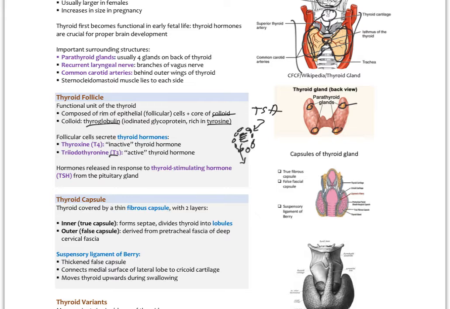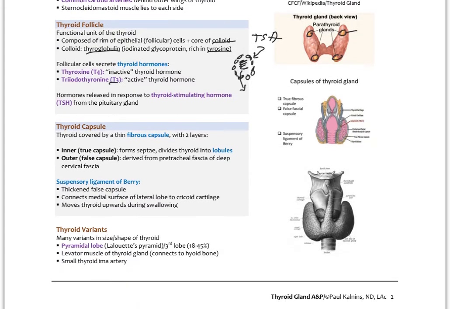So that's the kind of functional unit. We'll delve into that here in a little bit. The thyroid itself is covered by a fibrous capsule that has 2 layers. So this is the thyroid capsule. There's an inner or true capsule layer, and it actually divides the thyroid into little segments called septa, and it divides the thyroid into lobules. So each lobule is kind of like an independent functional unit in the thyroid.